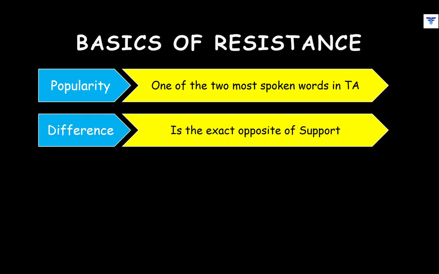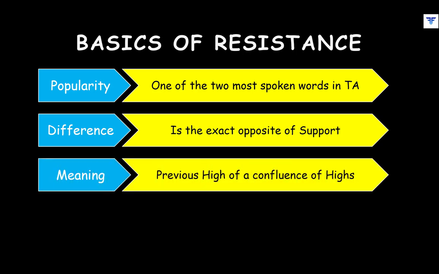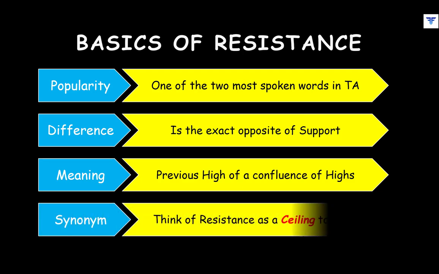To start, resistance is the opposite of a support. It is a previous high or a confluence of highs where one can expect supply to be strong enough to absorb the demand and halt the rally in price. You can think of resistance as a ceiling, which acts as a hurdle to the price from moving higher.